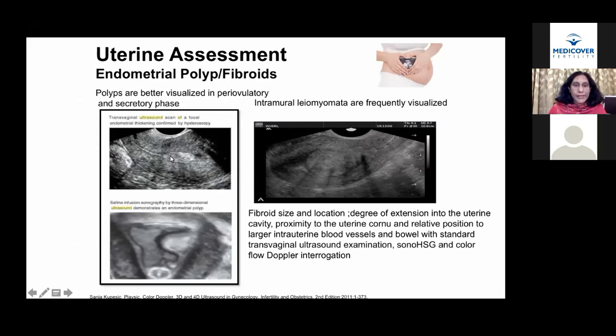In uterine assessment, as you can see, if we don't use the saline, then this is how the picture of fibroids looks. And this is with a saline infusion, where you can see it is clearly showing the demarcation. So with the help of saline infusion sonography, we can have a much better idea of the polyps and fibroids without taking the patient in for major surgery.